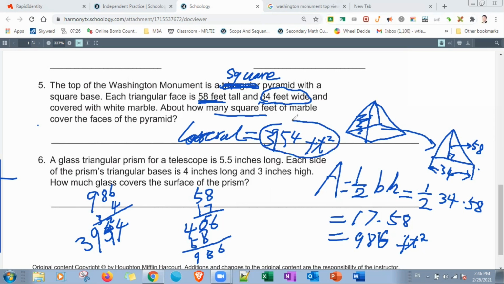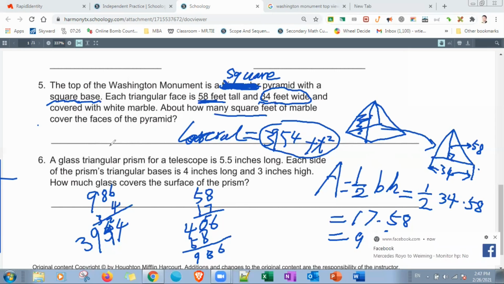Ta-da! Okay, it's a good question if they didn't make a mistake about that word triangular pyramid. No, that's not a triangle pyramid. It's actually a square base. If you have a square base, we call it a square pyramid. Otherwise, no. All right.